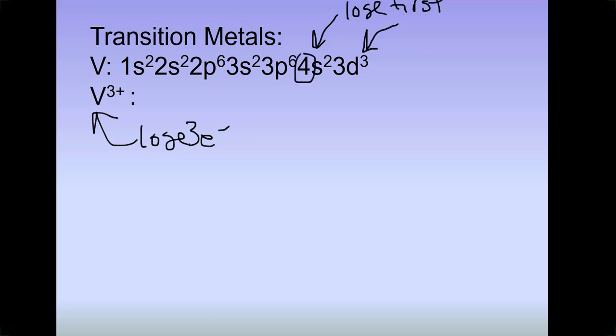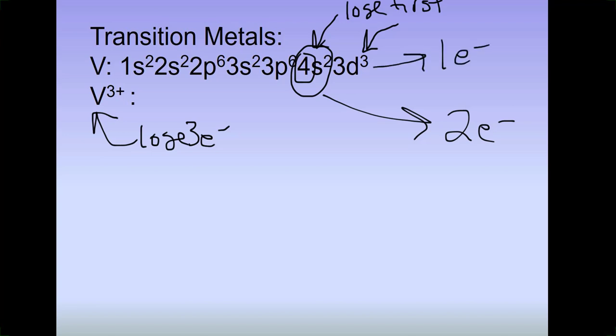Okay, so it will lose both of these electrons as a group. So both of these will go away, but that's only 2 electrons. We have to lose a total of 3 for our V3+. And so it's going to lose one of these d electrons. And so my V3+ will be 1s2, 2s2, 2p6, 3s2, 3p6, and then of course those 4s2 electrons have totally gone away, and I have 3d2 left.